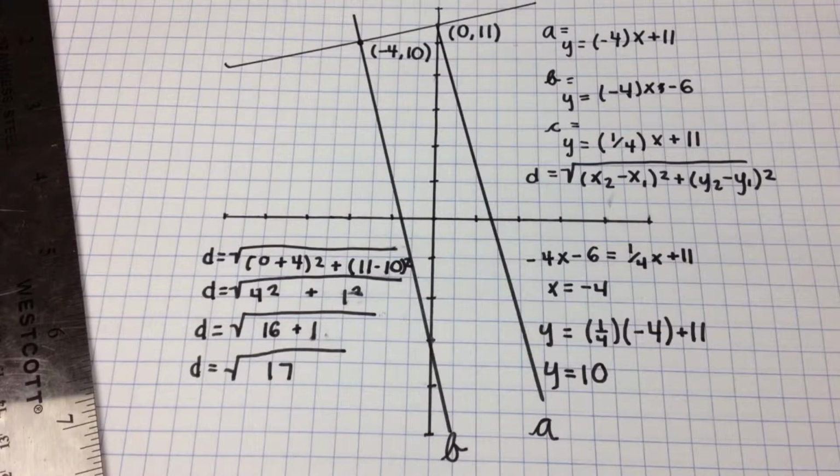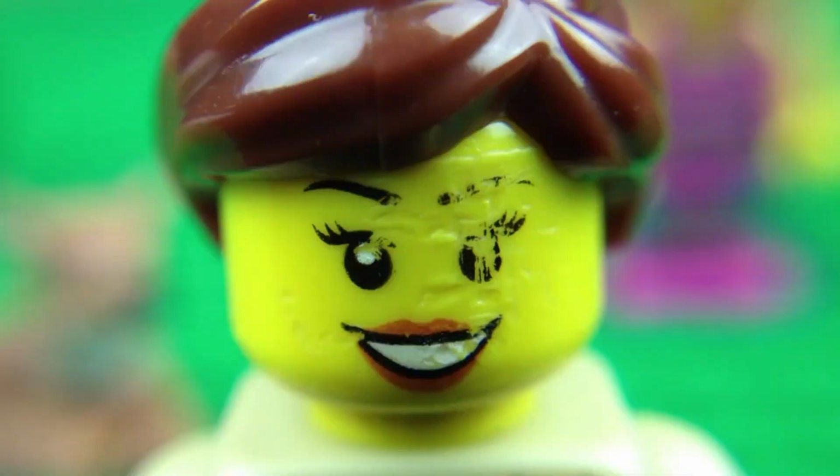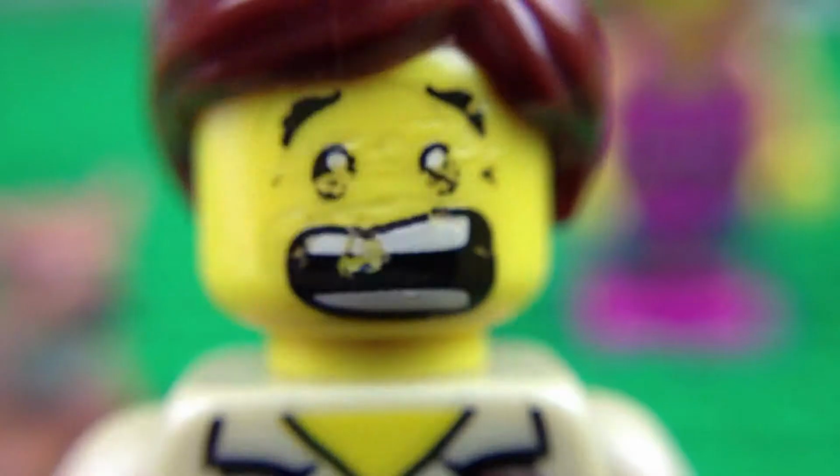After plugging the 2 points in the distance formula, you find that the distance is the square root of 17, which is equal to 4.123.